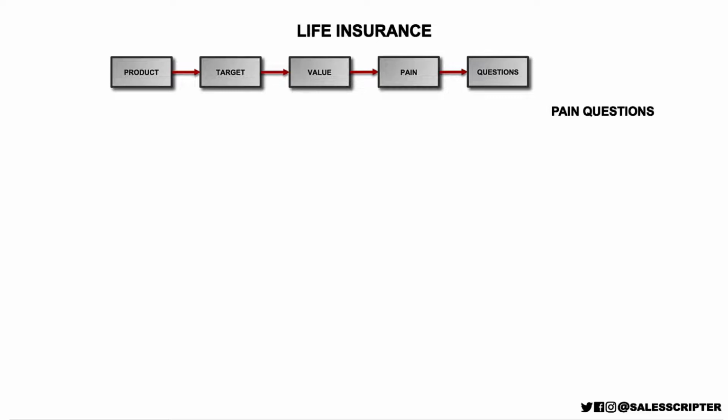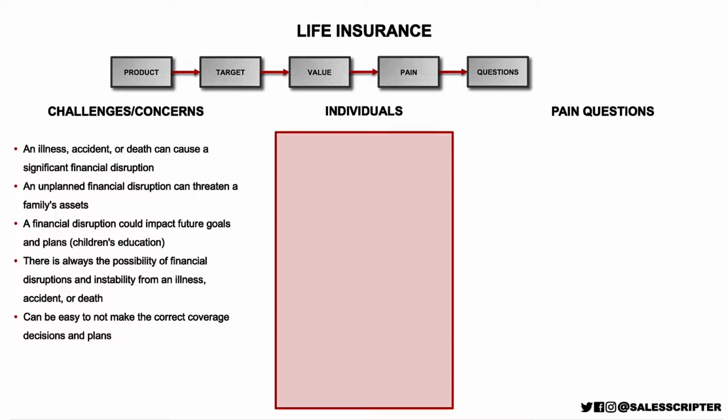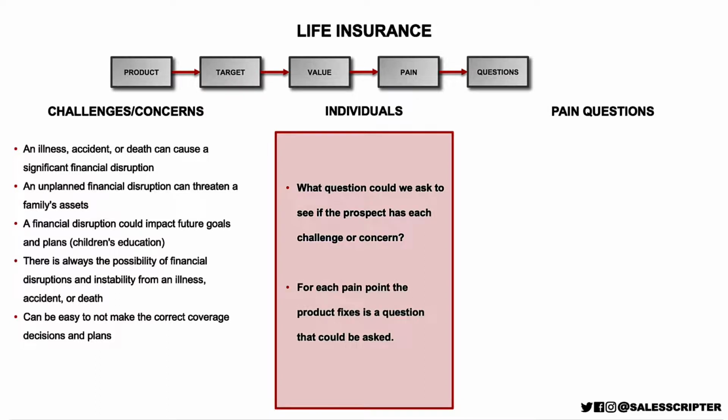And if you have a good set of pain questions, you just about always have something to ask the prospect. And here's a trick: we can bring back all of those pain points that we just came up with and use those to create a list of correlated pain questions. We want to keep in mind that we're creating questions for our target audience of individuals. What we can do is look at each pain point and think to ourselves, what question could we ask to see if the prospect has that challenge or concern? For each pain point that the product fixes, there's a related question that could be asked. So we can just go through this one at a time and come up with some questions.